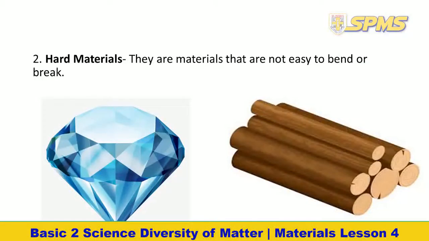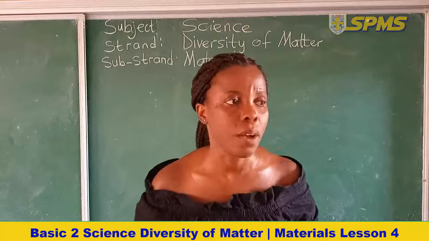We have some of them to also be what? Hard. Their property is being what? Hard. They are very hard. What are these hard ones? We have the diamonds and then the logs. They are materials that are not easy to bend or break. So you take a very hard thing to hit it, or force it, before it breaks. This is another property of material.